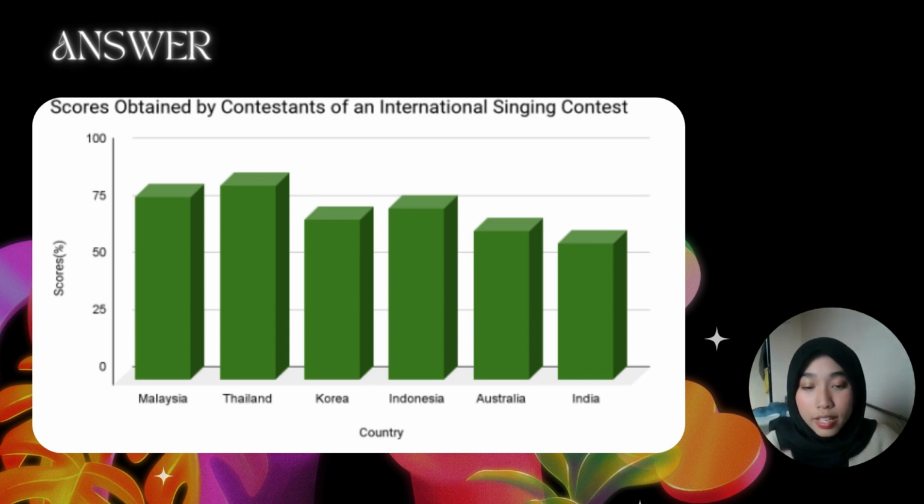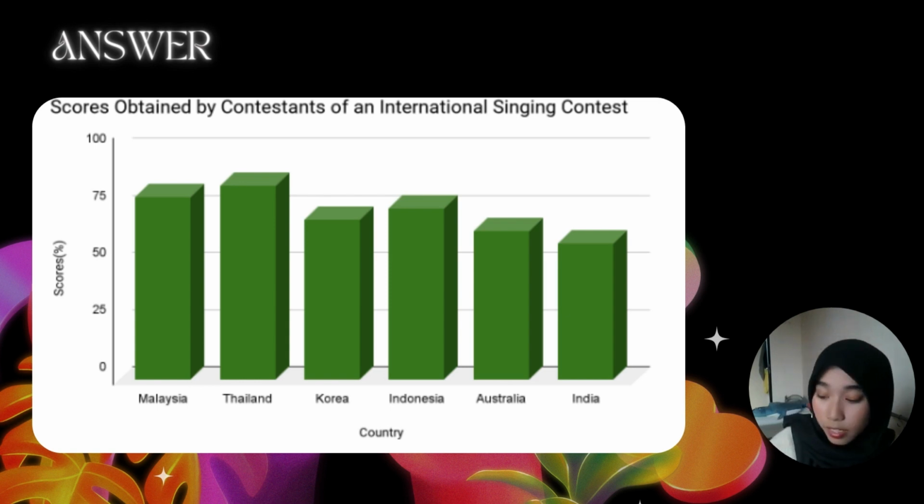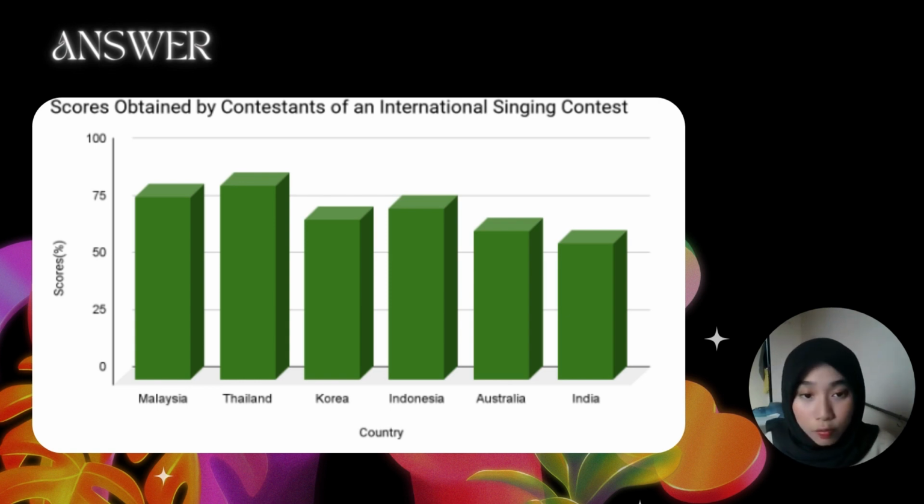And then next is the x-axis, which is the one that is laying down here. We put the countries. We have 6 countries, right? Malaysia, Thailand, Korea, Indonesia, Australia, and India. That's why we have those 6 bars as part of the bar chart, because the bars present the countries.